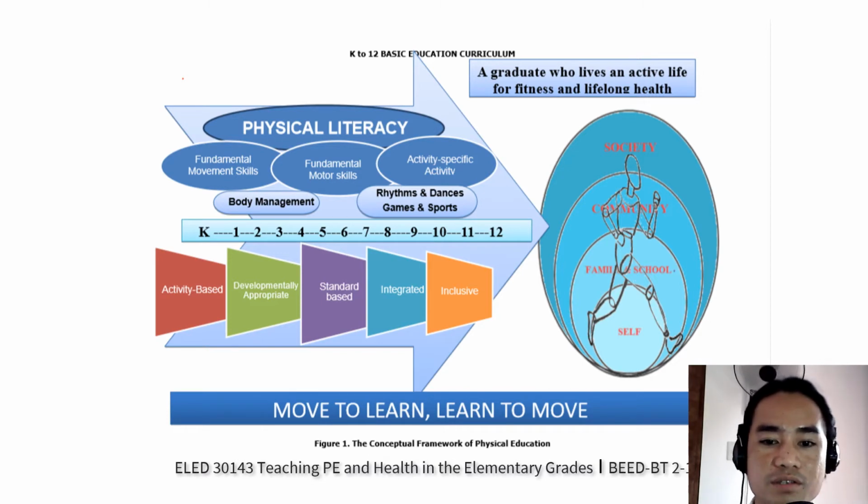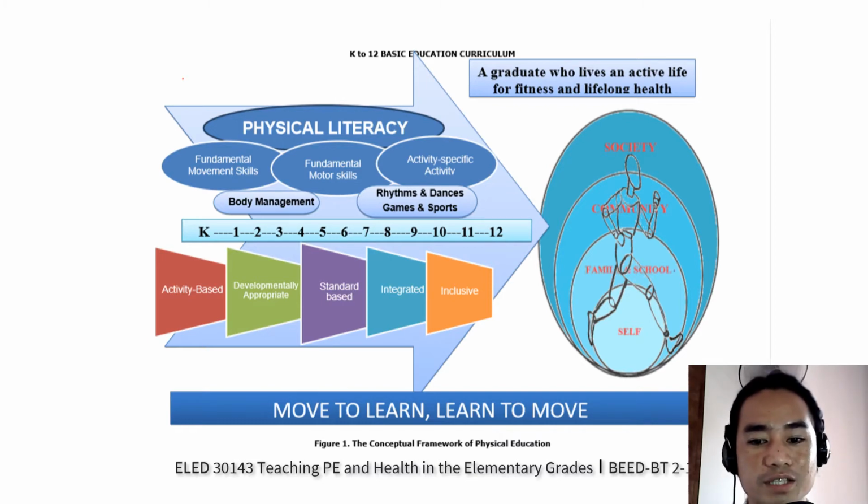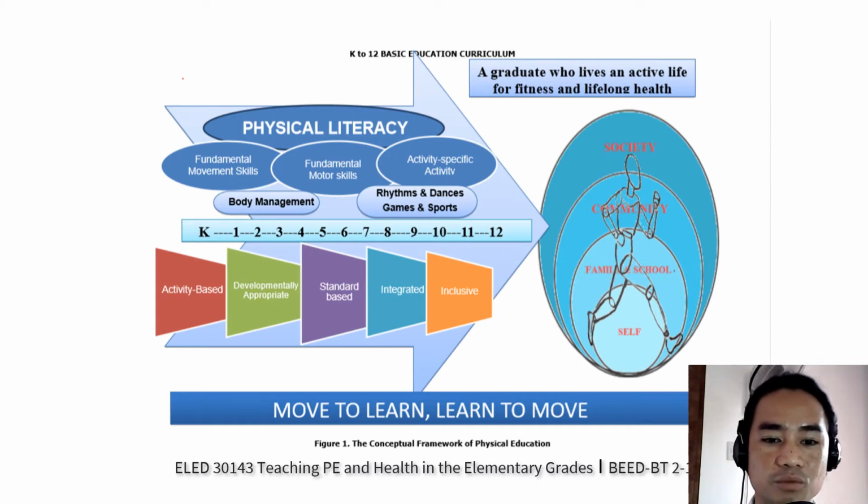So towards a graduate who lives an active life for fitness and lifelong learning, it starts with the self, and radiates later on outwards to the family and school, the community, and of course to the society. These are the strands of the physical education in order for this goal, physical literacy, to be attained. Physical education is embedded in kindergarten up to grades 11 and 12.